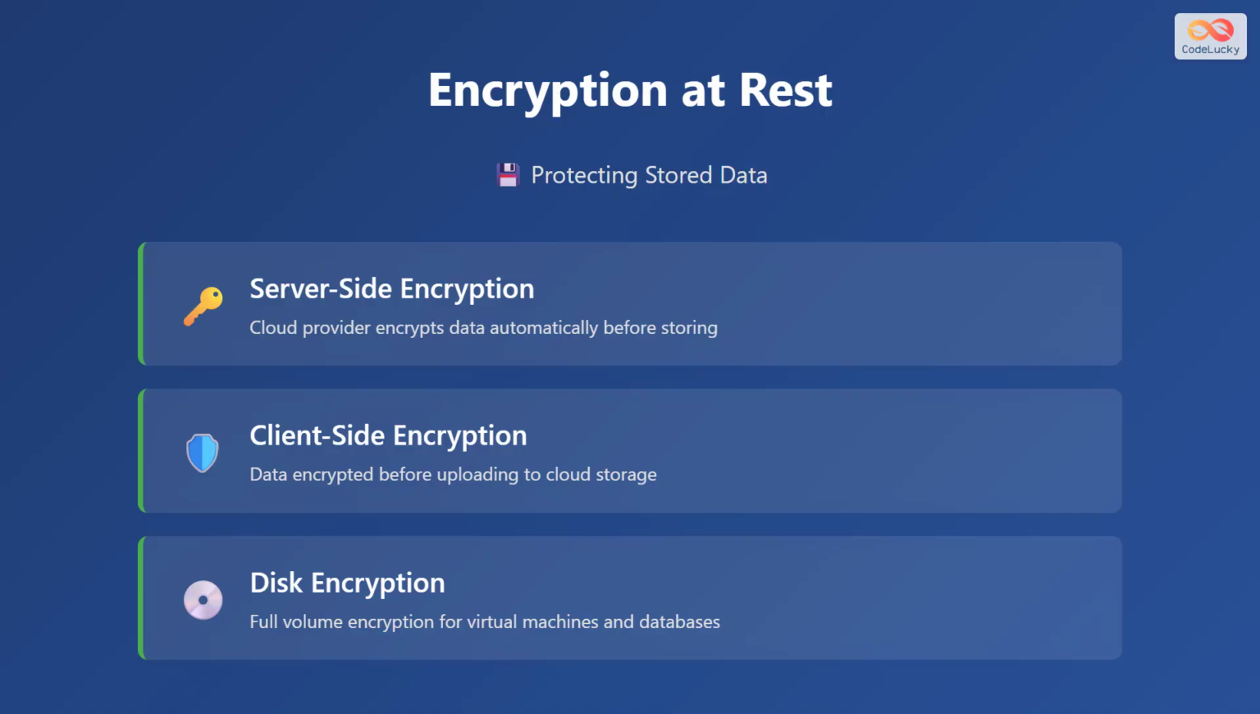Let's dive deeper into encryption at rest. There are three main approaches to protecting stored data. Server-side encryption means your cloud provider automatically encrypts data before storing it on their infrastructure. Client-side encryption involves encrypting data on your end before it even reaches the cloud storage. Finally, disk encryption provides full volume encryption for virtual machines and databases, ensuring that entire storage volumes are protected. Each method has its use cases, and you can often combine them for enhanced security.